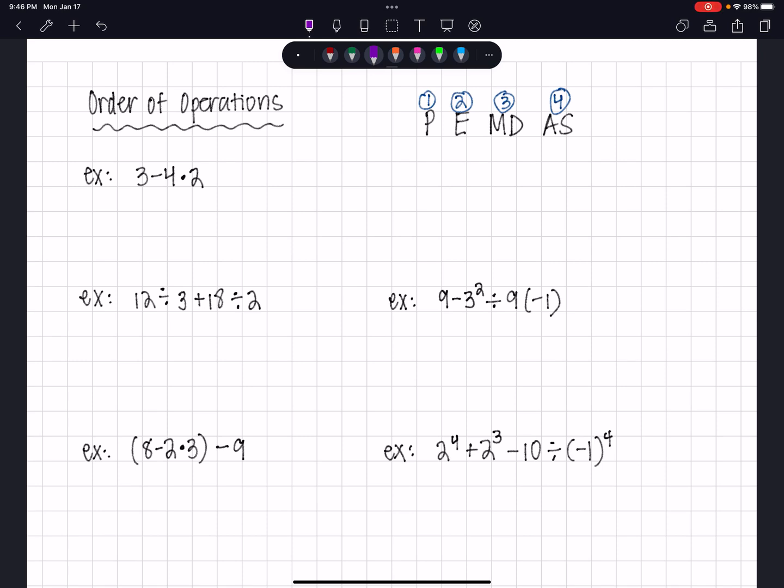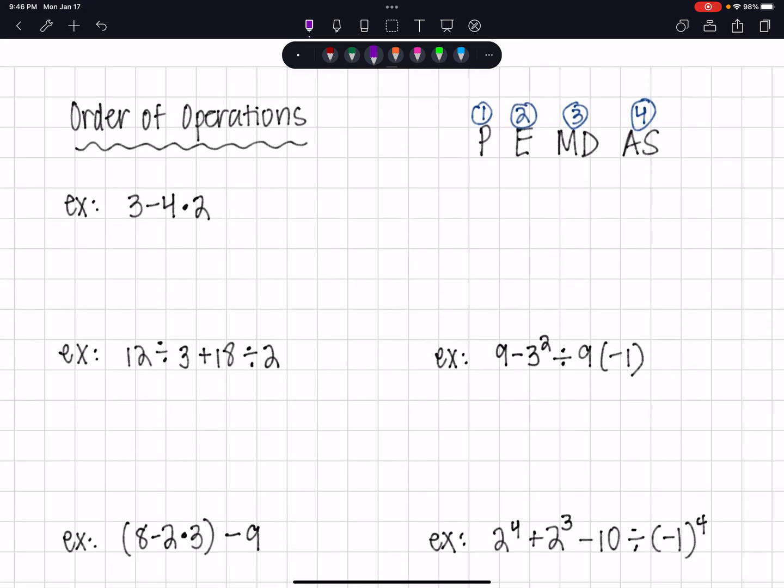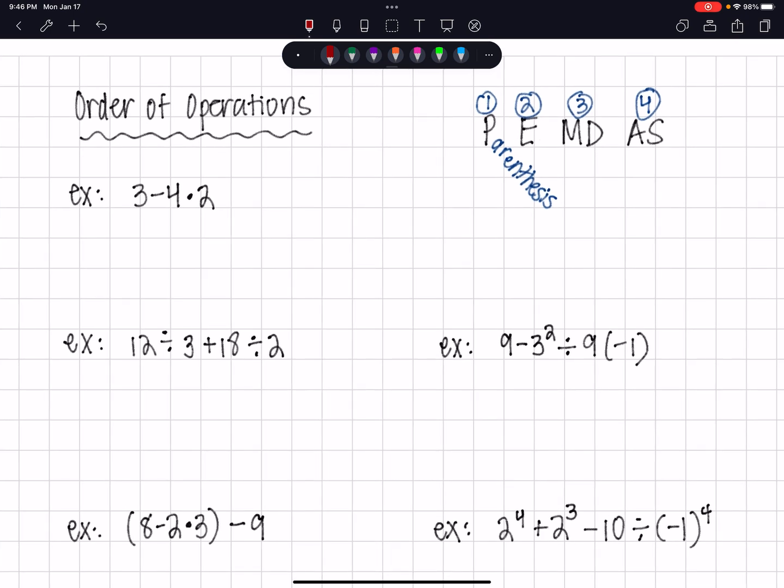Sometimes we combine operations together in one expression, and we have to do things in a very specific order. When we're working with the order of operations, we're going to look for parentheses first, and we're going to perform whatever's in the parentheses. Then we're going to look for exponents, and we're going to perform that calculation.